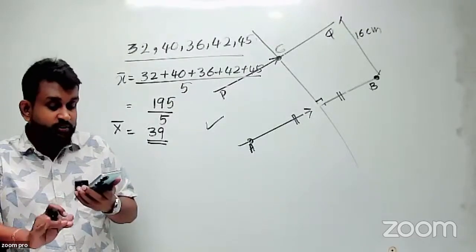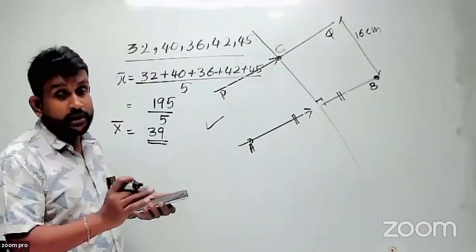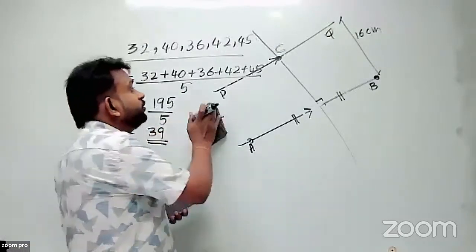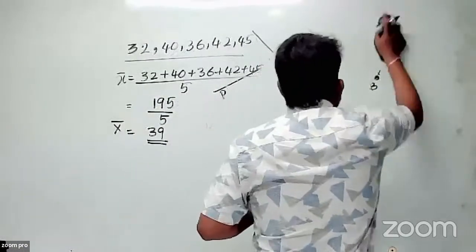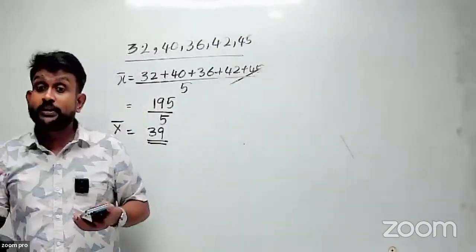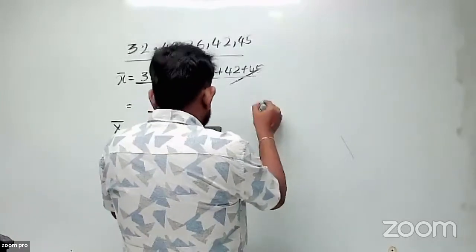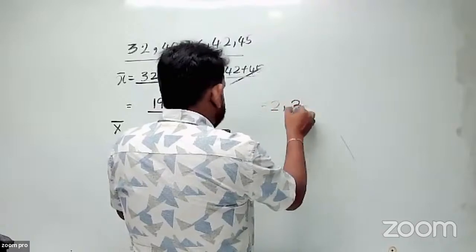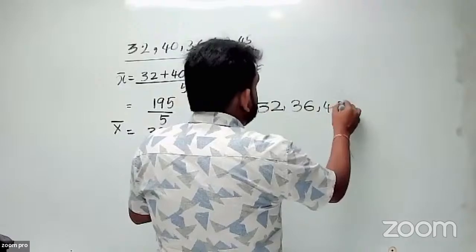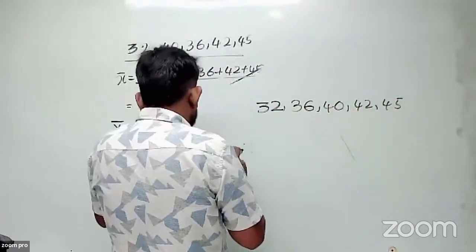Then the median of the given numbers. Median means the mid value, right? For finding the median, remember that you have to arrange these in ascending order. So you will write the smallest to the highest. So 32, then 36, right? Then 40, 42, 45. So they are saying 36 is the median, right?